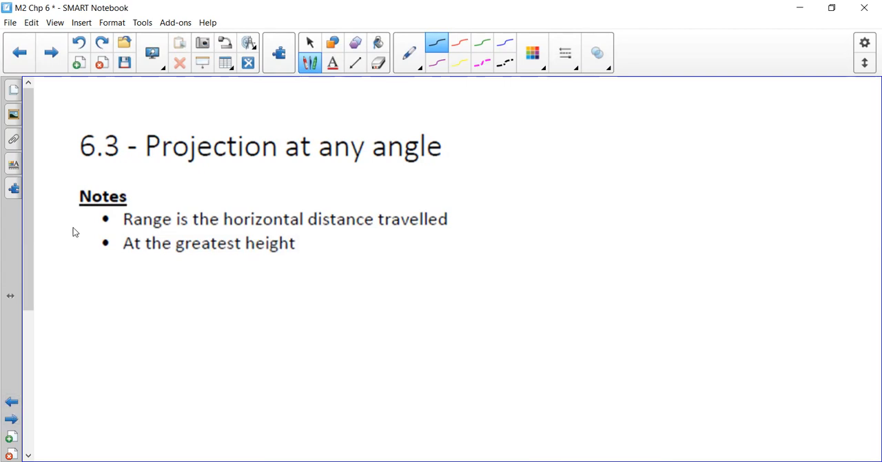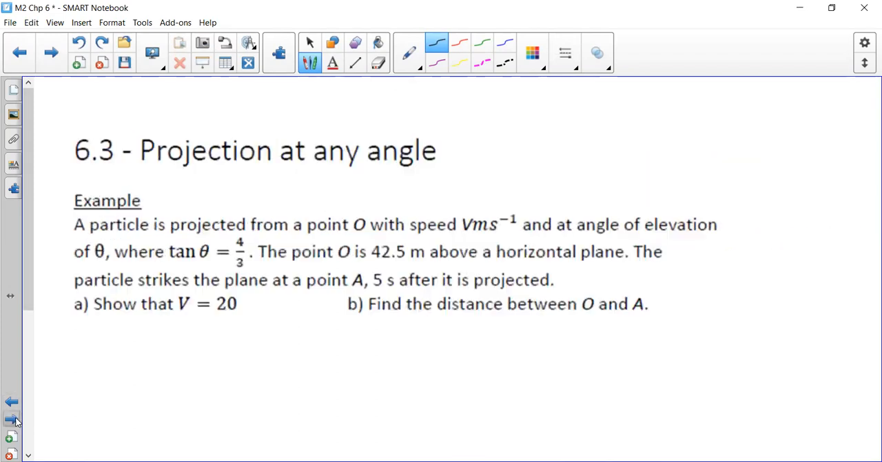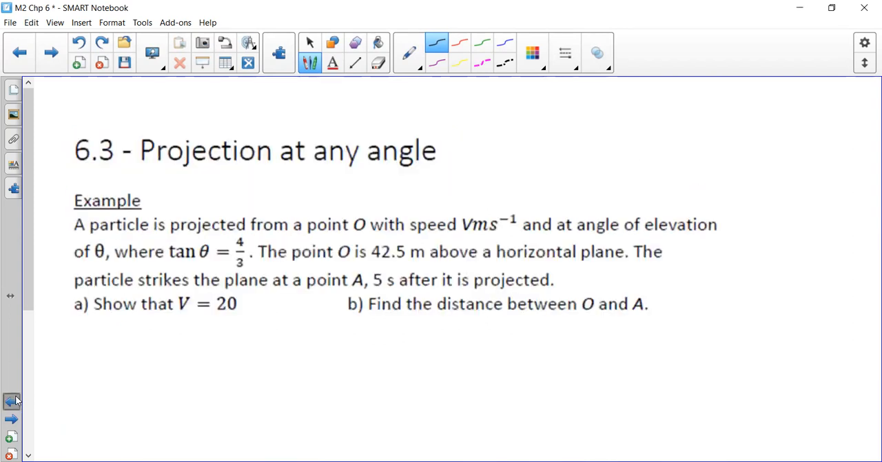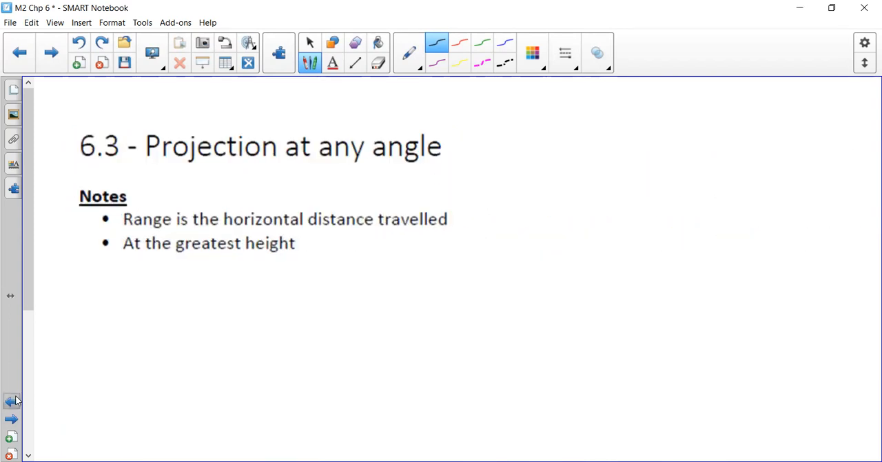Then you'll be asking, if we focus so much on exam questions in this chapter, what about 6.4? Is it redundant? No, it's not. 6.4, in case you're wondering, is like the algebra version of what you learned in 6.3. So 6.3 is a number version, 6.4 is the algebra version. So we'll have a look at 6.3, projection at any angle.